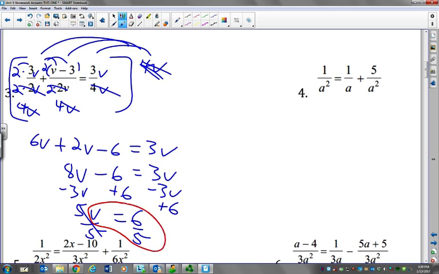And you plug it back in, 6/5. And you get like 12/5, which is not 0, which is fine. And you kind of do that everywhere, and it's going to work out just fine. So 6/5 is the correct answer for number 3.